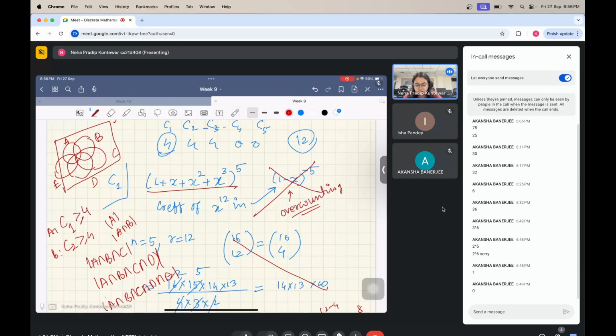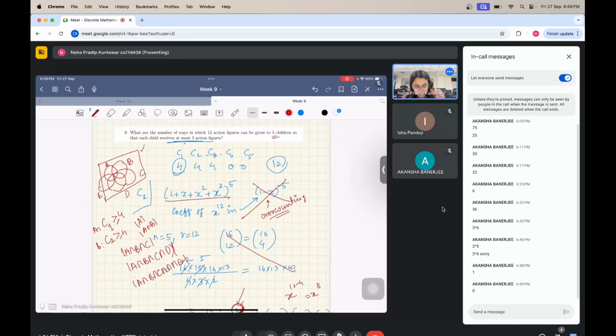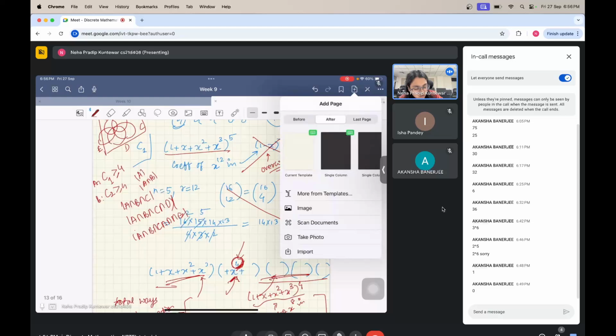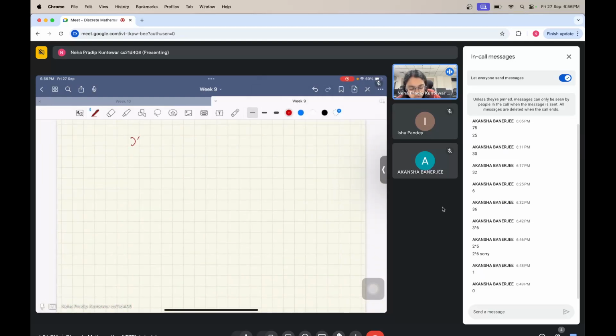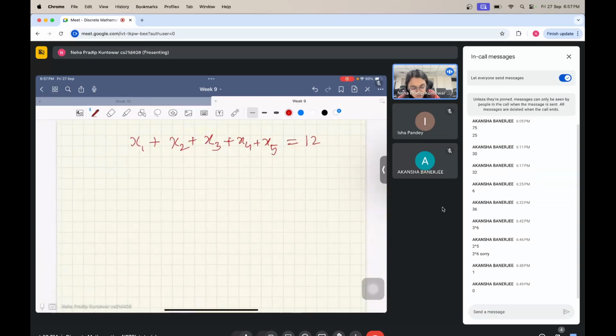And this is the same as the polynomial equations that we saw. So do you see the connection? You can formulate this as polynomials. You can think of x1 as the total number of toys that child 1 gets, x2 is the number of toys that child 2 gets, and so on. So this is 12 because you have 12 toys. And we know that x1, x2, and so on up to x5 are at least 0. So this is the condition.